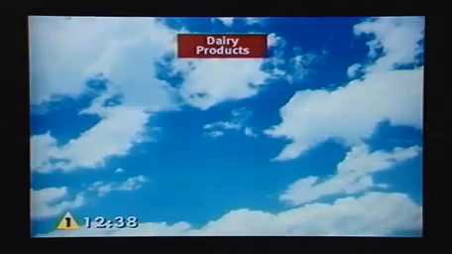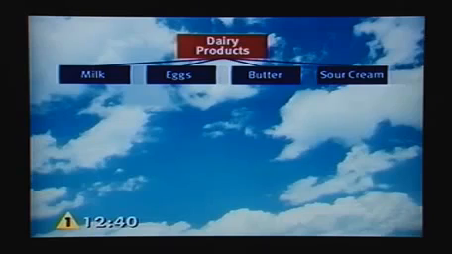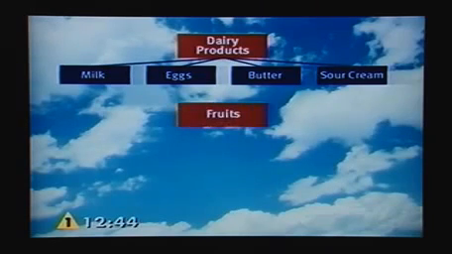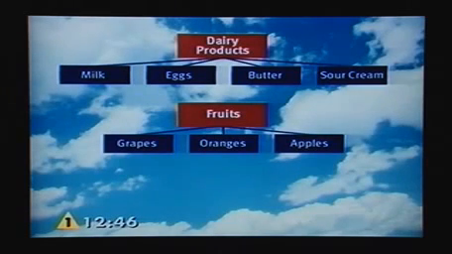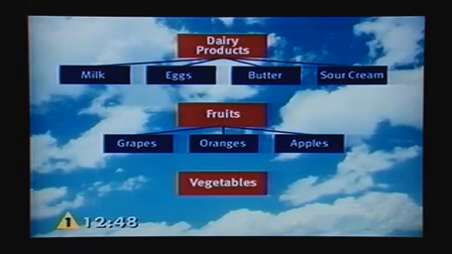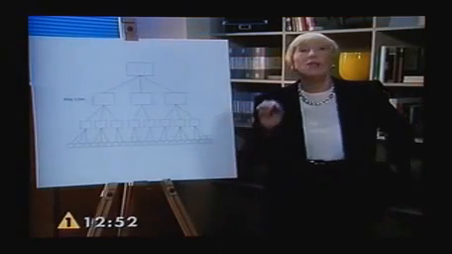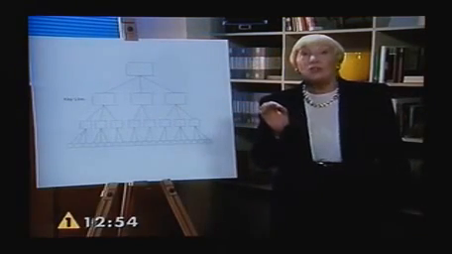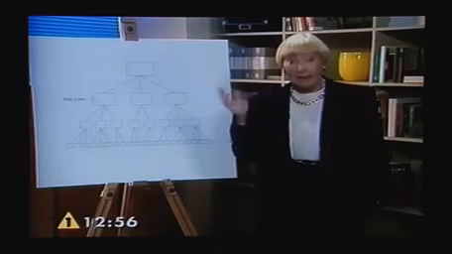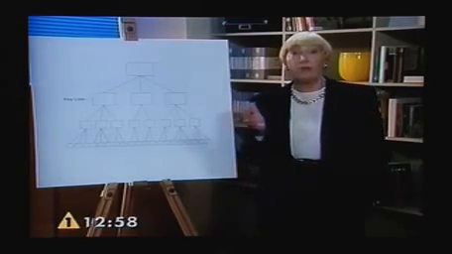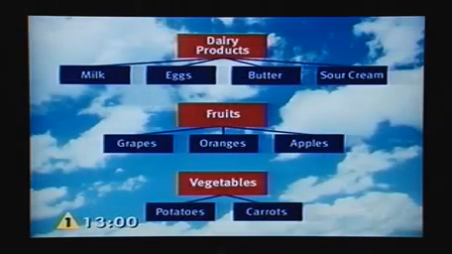And the dairy products are milk, eggs, butter, and sour cream. The fruits are grapes, oranges, and apples. And the vegetables are potatoes and carrots. Now, what you've done here is to reduce the job of remembering 9 items to the job of remembering 3. And clearly, the items must be logically grouped, or you can't summarize.